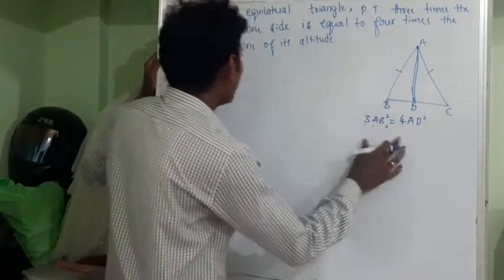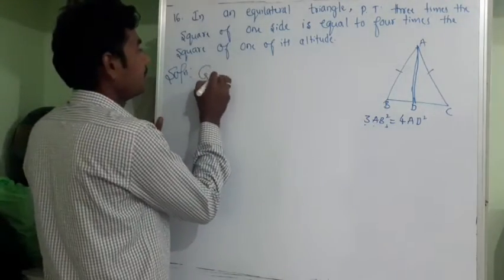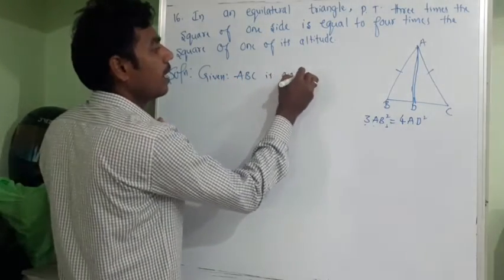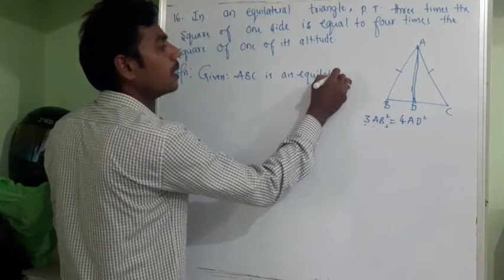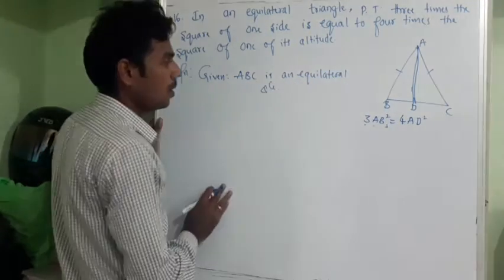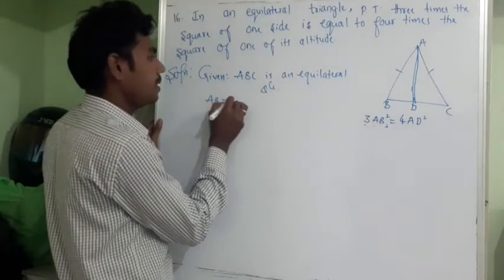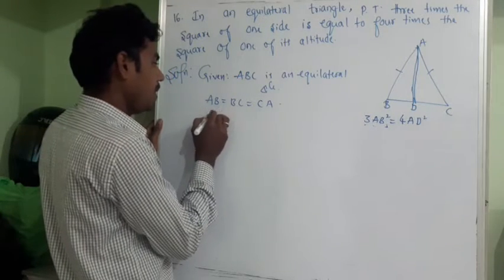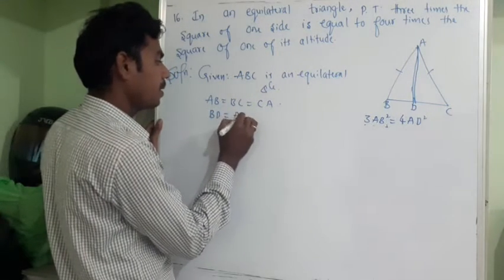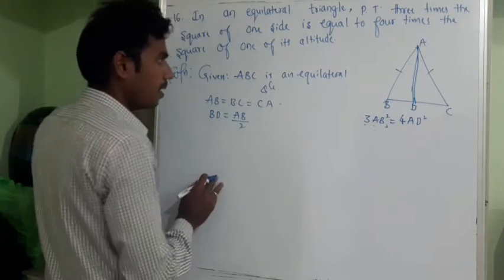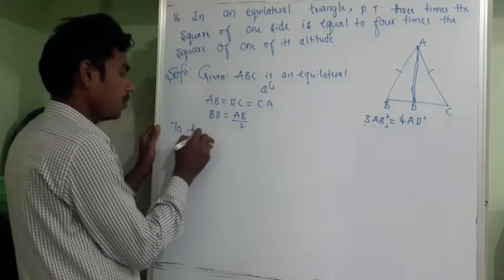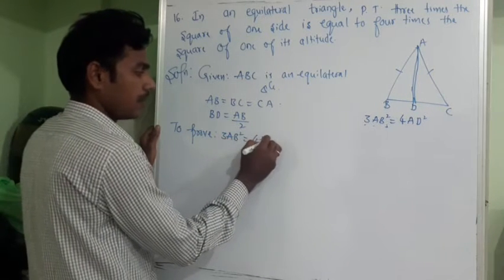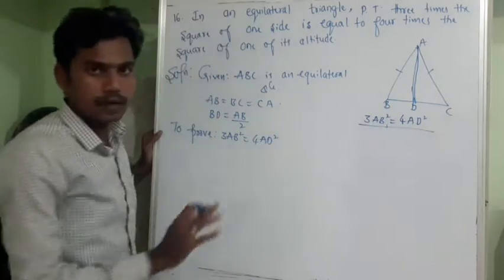Now we will start. Given: ABC is an equilateral triangle. So AB is equal to BC is equal to CA, and BD is equal to AB by 2. Now, what is required for us to prove? 3AB square is equal to 4AD square. That we need to prove.